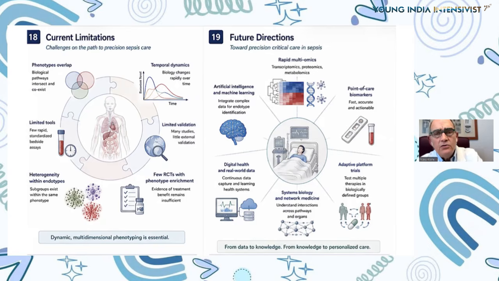Do we have future directions? Of course, we have a situation that moved from precision critical care to sepsis. The rapid multiomics, transcriptomics, proteomics, or metabolomics may help. Another help can be given by artificial intelligence and machine learning, where the AI may integrate complex data and may help us identify the endotypes.